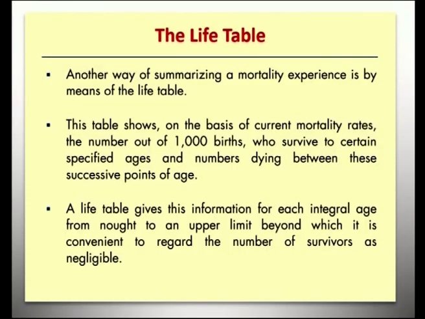Now, after discussing fertility rates and death rates, we shall discuss a life table. Another way of summarizing a mortality experience is by means of the life table. Actually, the life table shows, on the basis of current mortality rates, the number out of 1000 births who survived to certain specified ages and numbers dying between these successive points of age. The life table gives this information for each integral age from 0 to an upper limit beyond which it is convenient to regard the number of survivors as negligible.